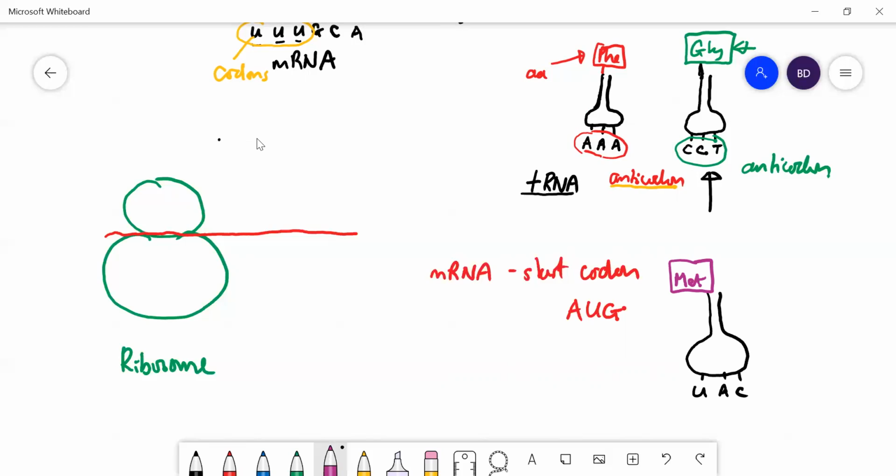Now, I've drawn there, let's pretend there on that sequence, that is where the start codon is, and that's where the mRNA binds to the ribosome. It can't bind anywhere else to start off with. You may notice here there's a bit of mRNA before the start codon, and that will be there, but of course, it won't be translated.